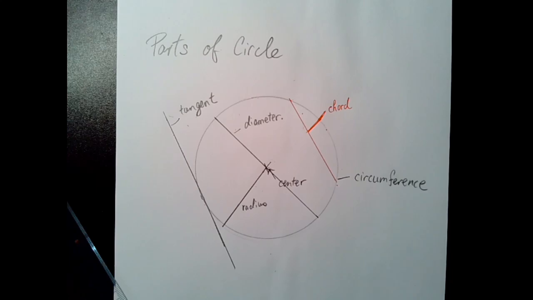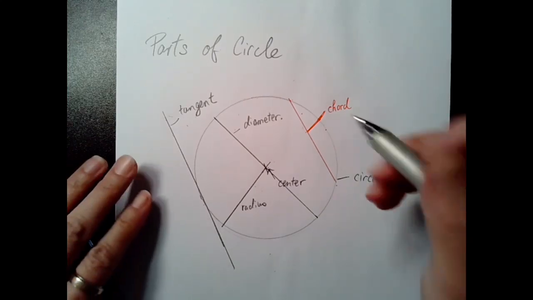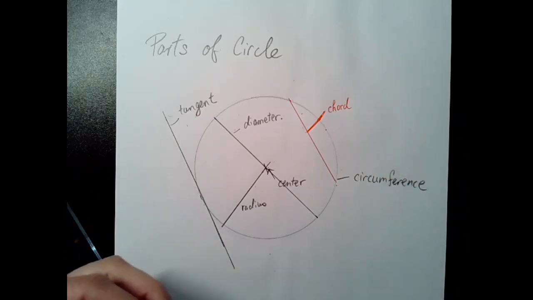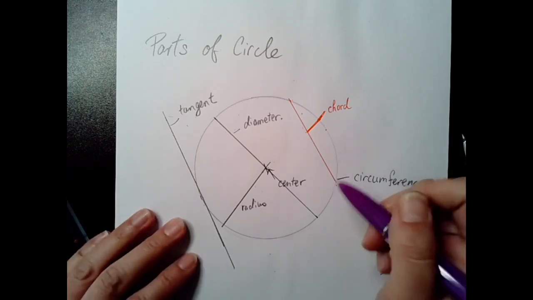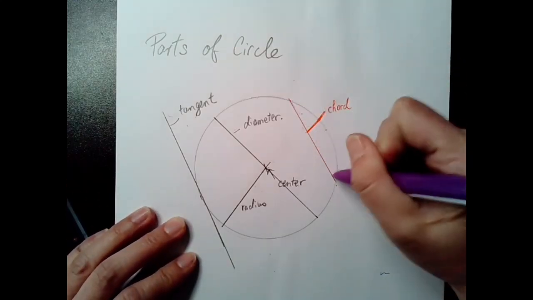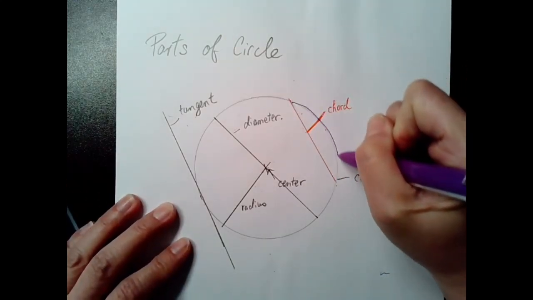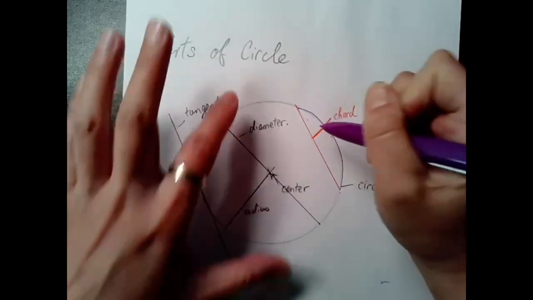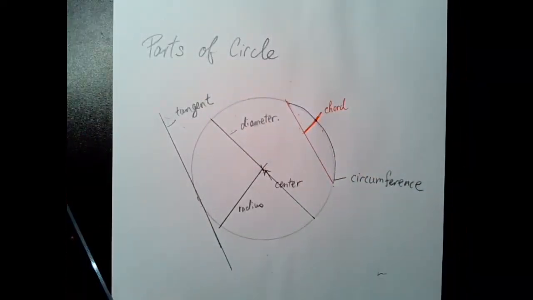I need another color, so bear with me. Right, I don't have another color, so with that being said, I'll use blue. This is blue, and this line is the chord. Any part of the circle, not the full circle, just part of it, is an arc.